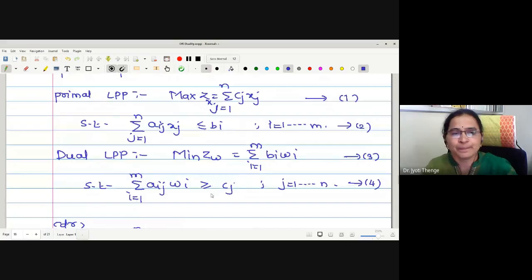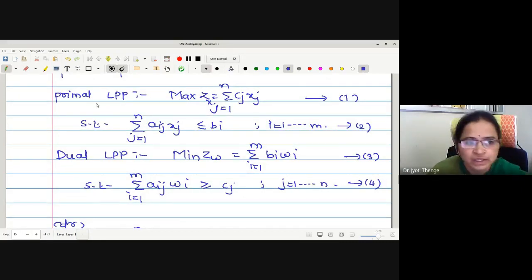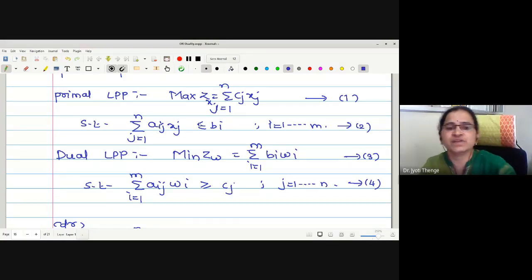We have written the primal and dual LPP in the summation form. If the primal objective function is summation CjXj, whenever j is there, it will run from 1 to n. Whenever i is there, it will run from 1 to m. Therefore, for the constraints we write summation j equals 1 to n aijxj less than or equal to bi. And how many such constraints are there? i from 1 to m. Therefore, there are in all m constraints, b1, b2 to bm.